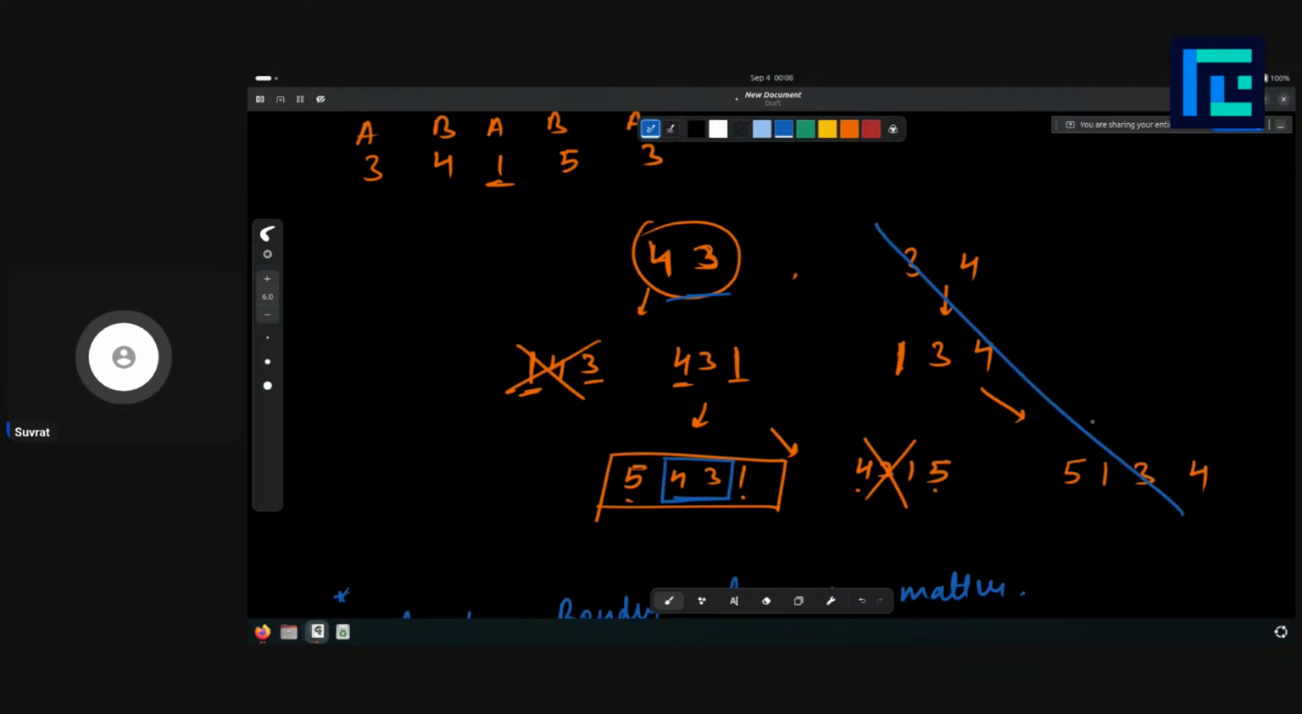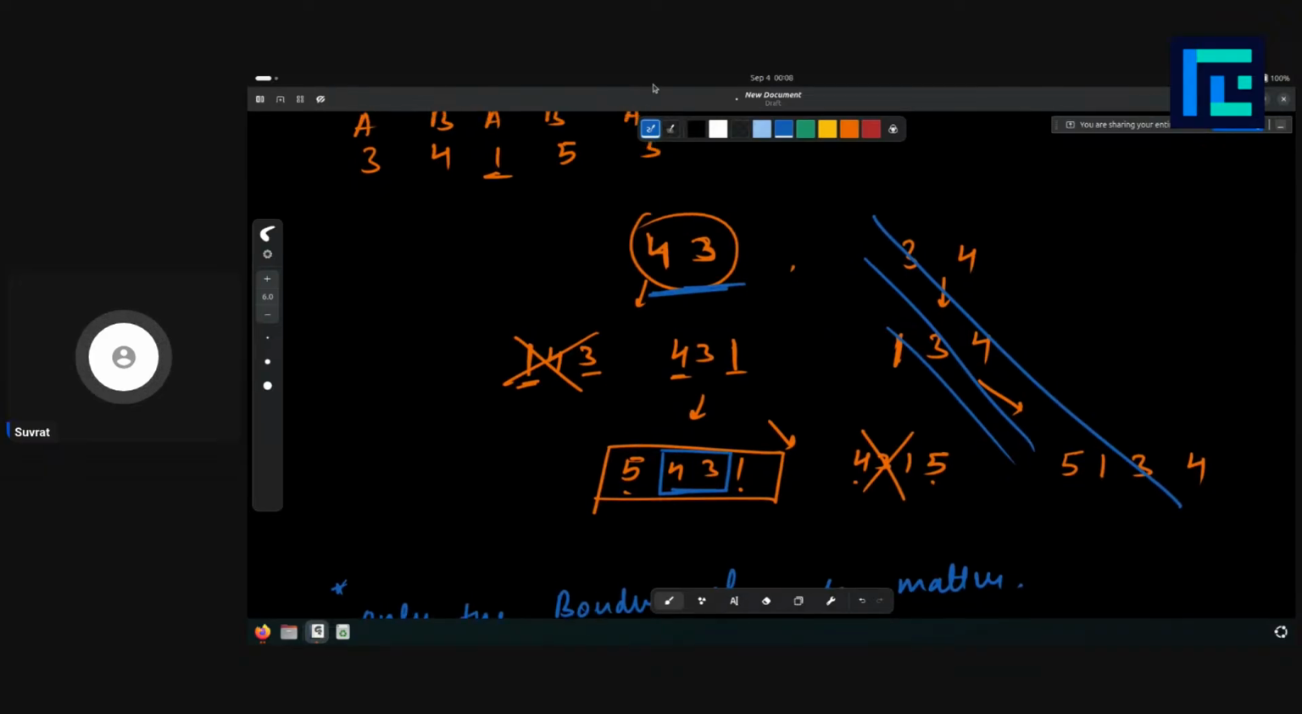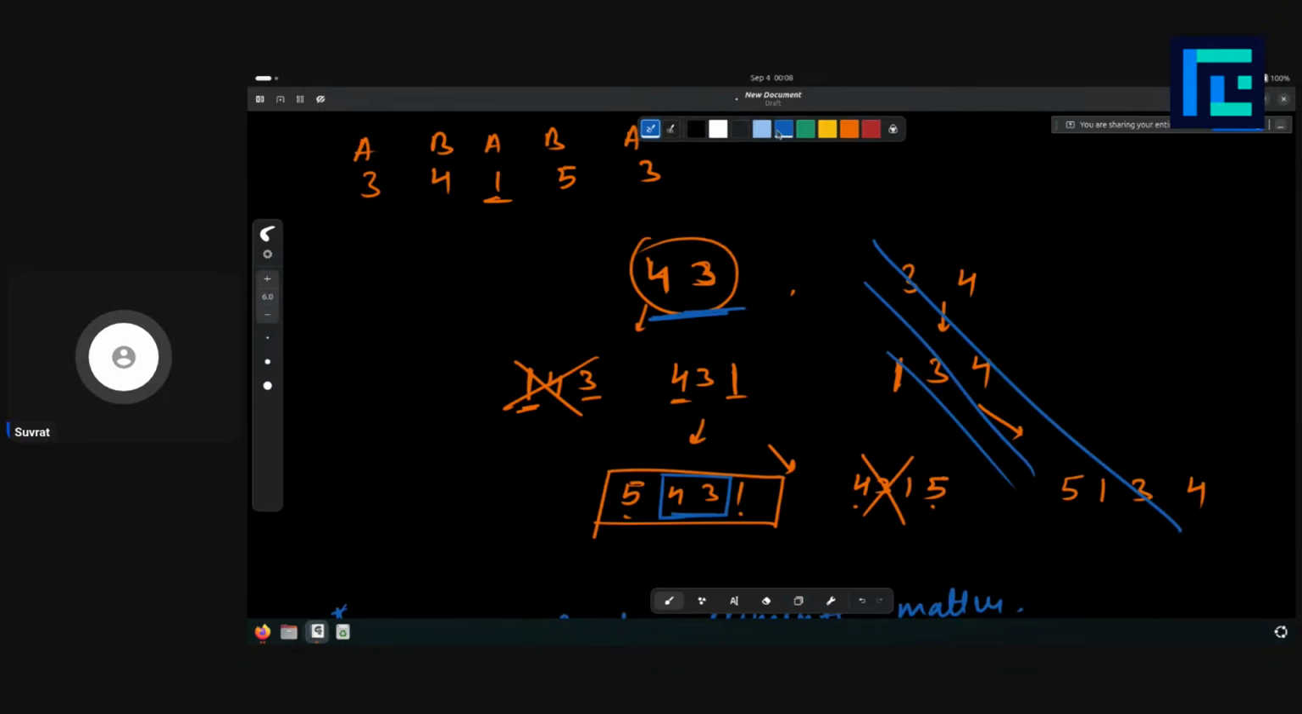So we don't need to do this analysis. We can just do analysis on this. So we have reached the point 5, 4, 3, 1, and now it's Alice's turn, and it has the element 3.